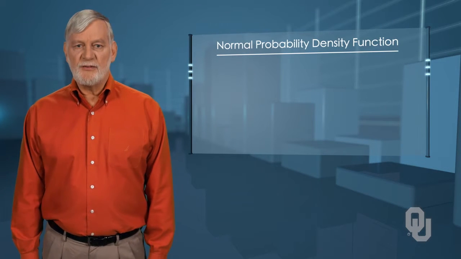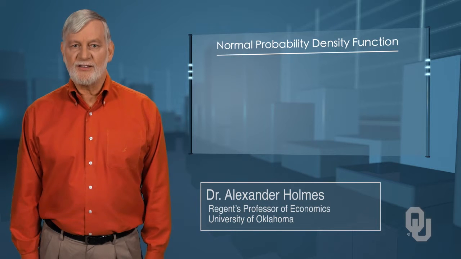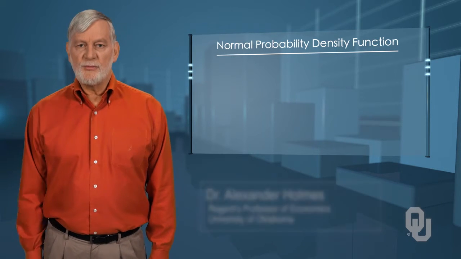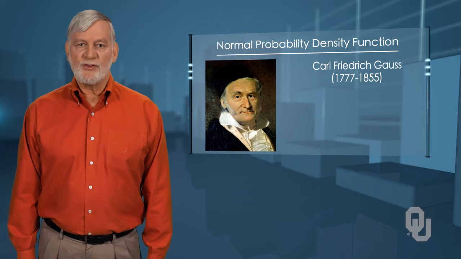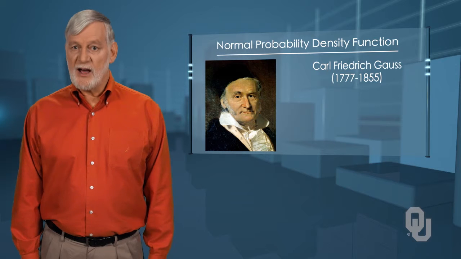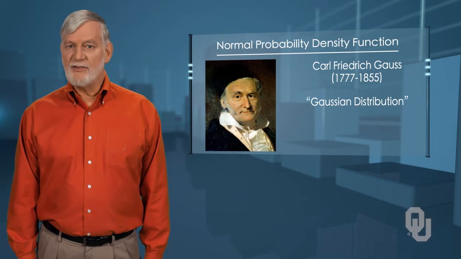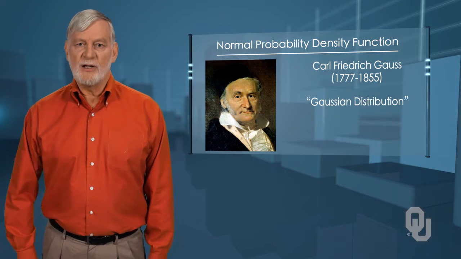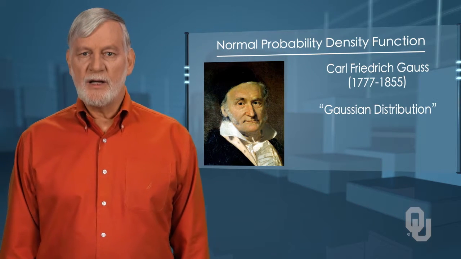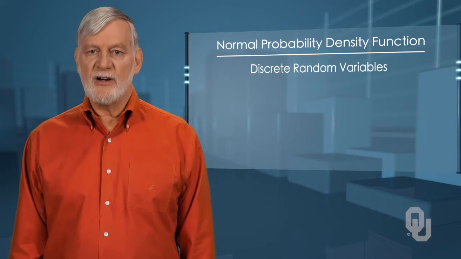Now we meet what is perhaps the most important probability density function in all of mathematical statistics, the normal probability density function. Credit for this distribution goes to Carl Friedrich Gauss for his work in 1809, and it is sometimes called the Gaussian distribution. If you take physics, you will find Gauss made many fundamental contributions there and also in pure mathematics. We begin first by discussing discrete random variables.